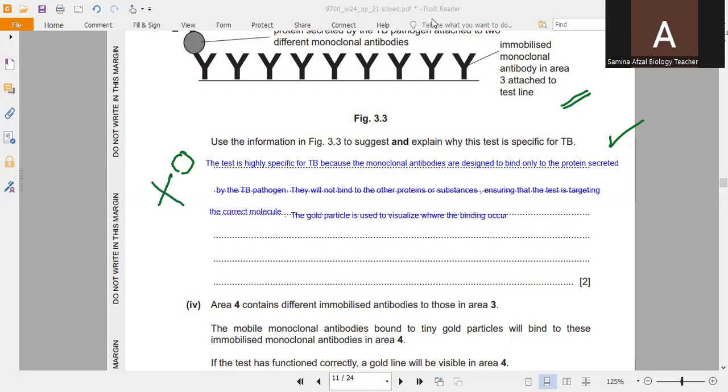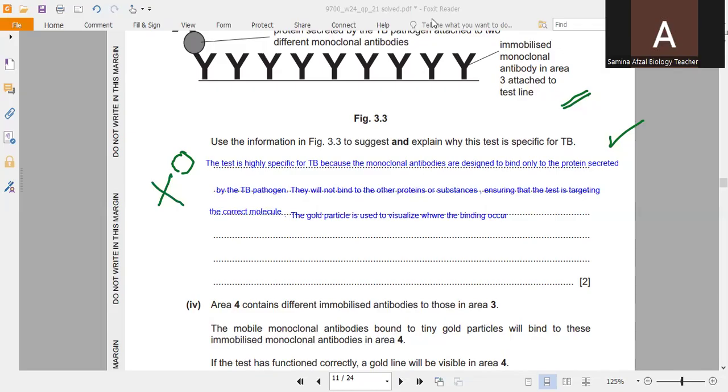Other proteins will not attach themselves. They are unable to attach to the binding site, so they will not bind to other proteins or substances. They will only bind with the TB protein, ensuring that the test is targeting the correct molecules. Only these have a complementary shape, so they will attach only to the tuberculosis protein.